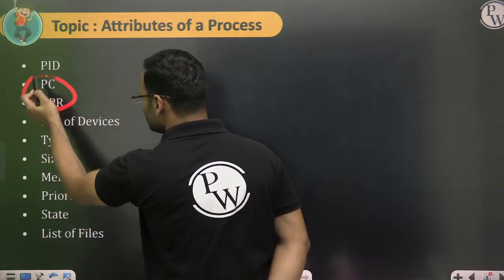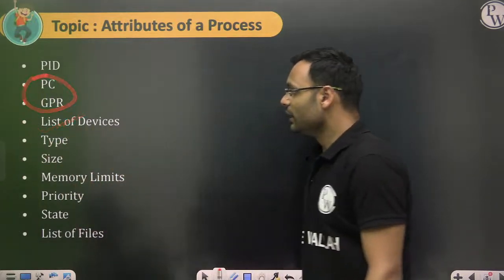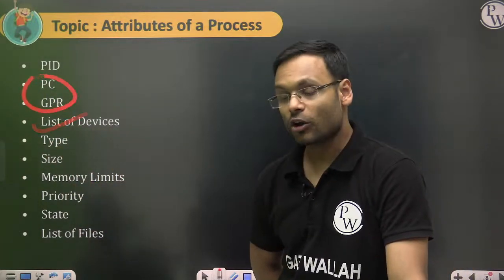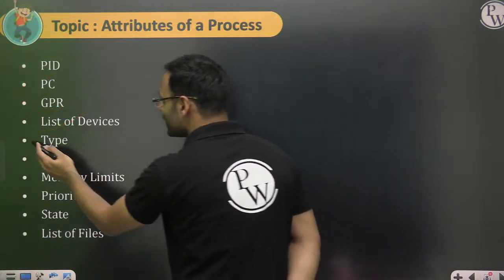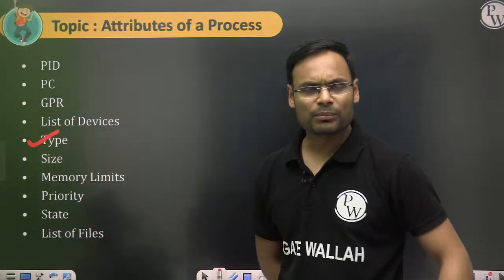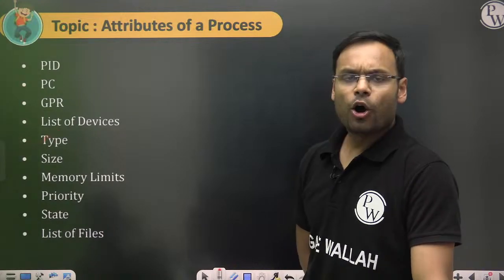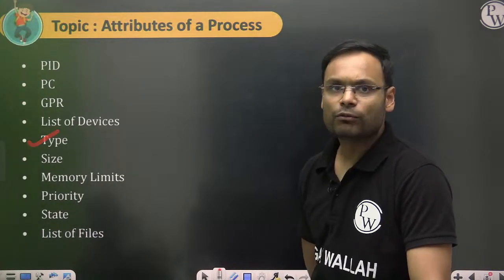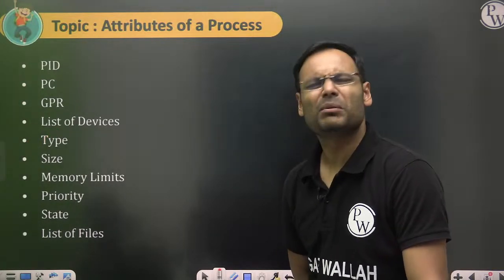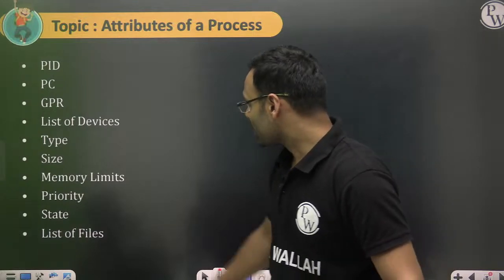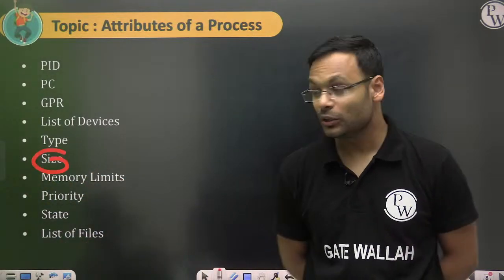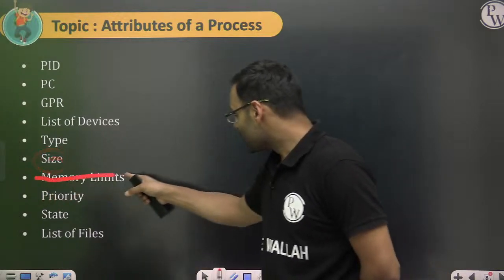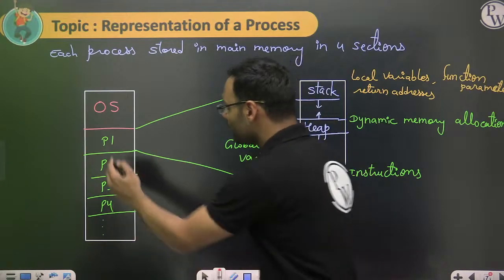Devices. If that process is going to use any device, all those device names. What is the type of process? Is it a computer system process, or a driver process, foreground process, background process? Multiple types are there. What is the size? How much space will that process take in the memory? From which address to which address is it stored in memory?